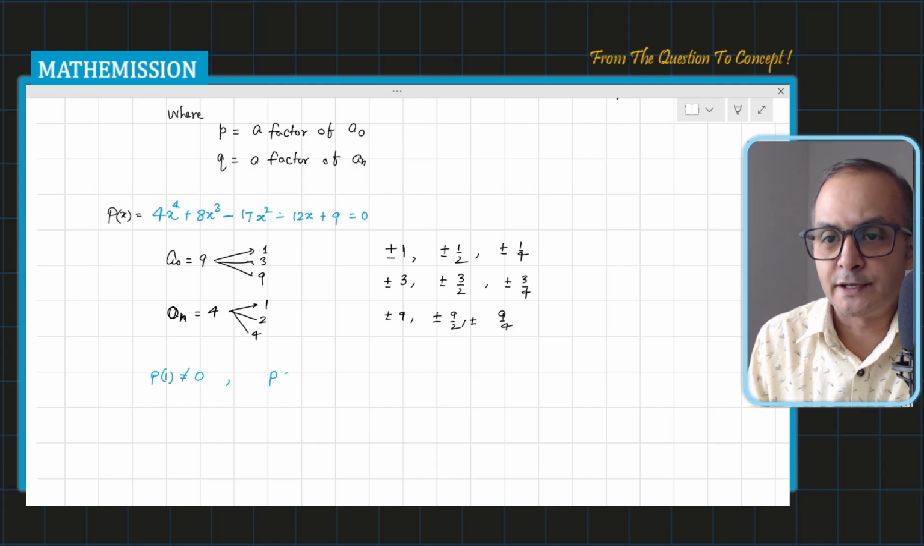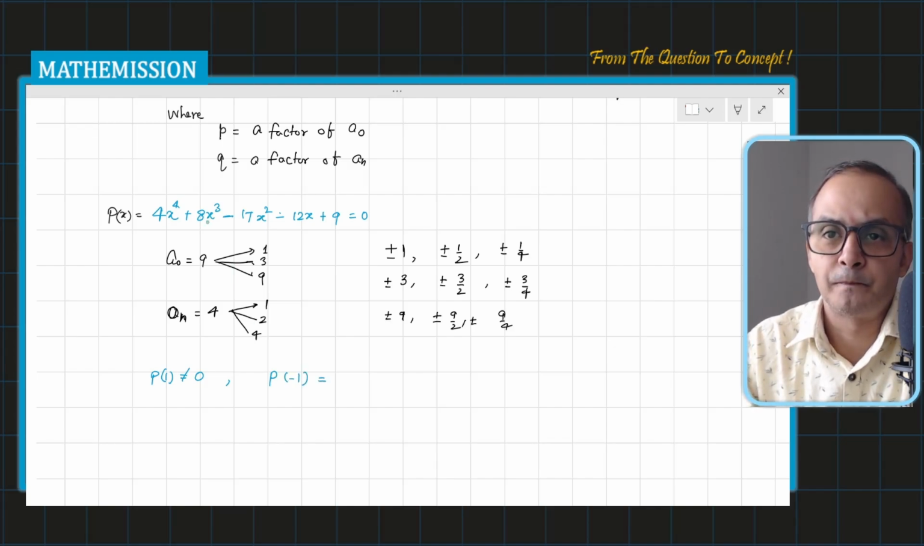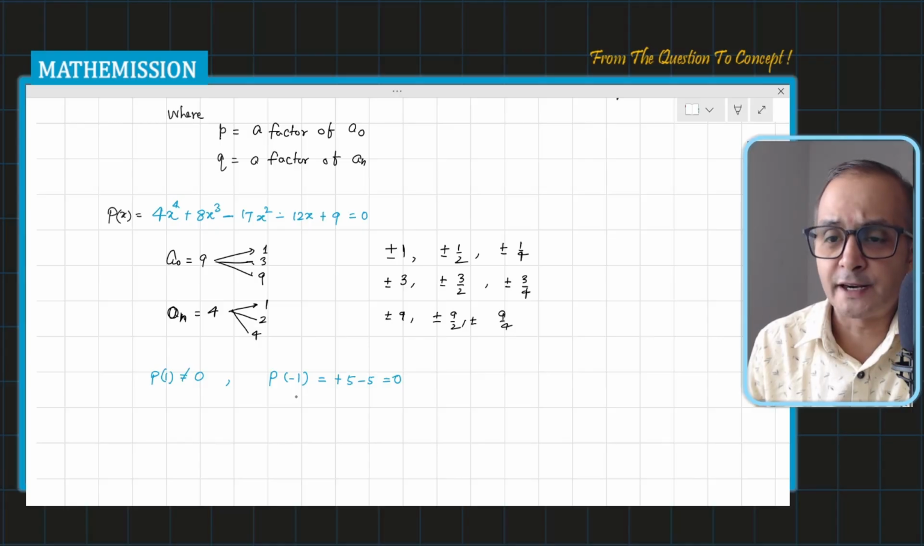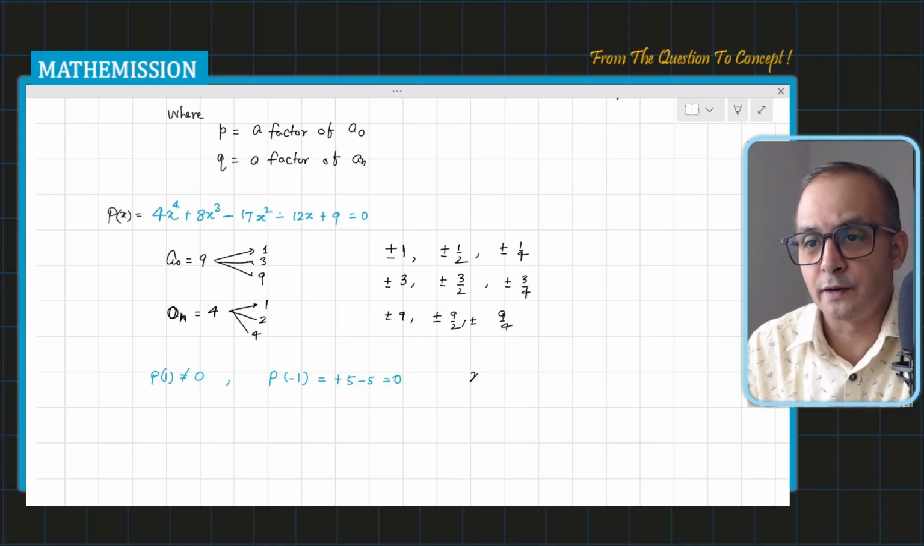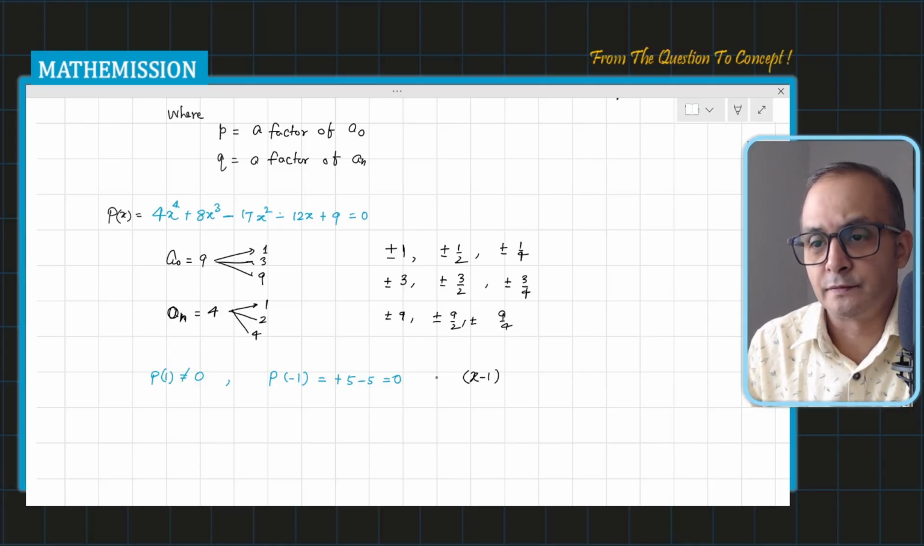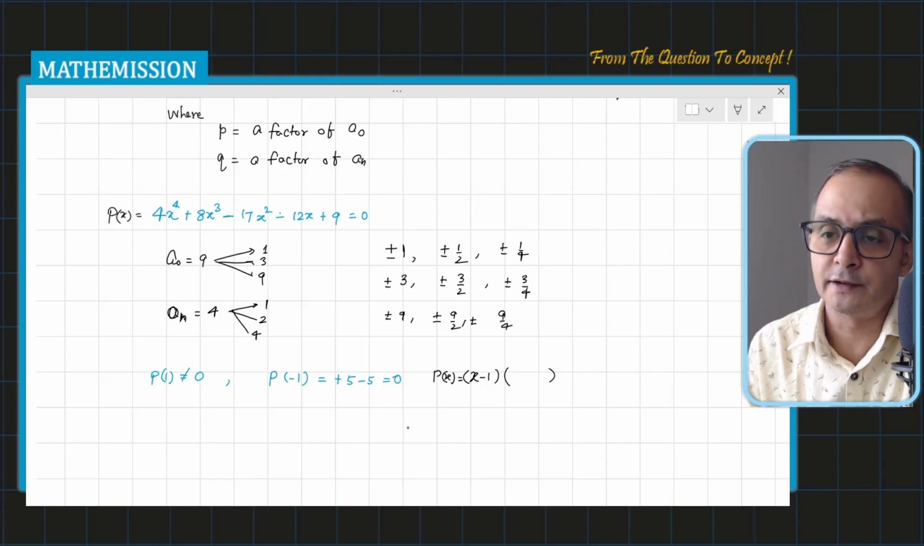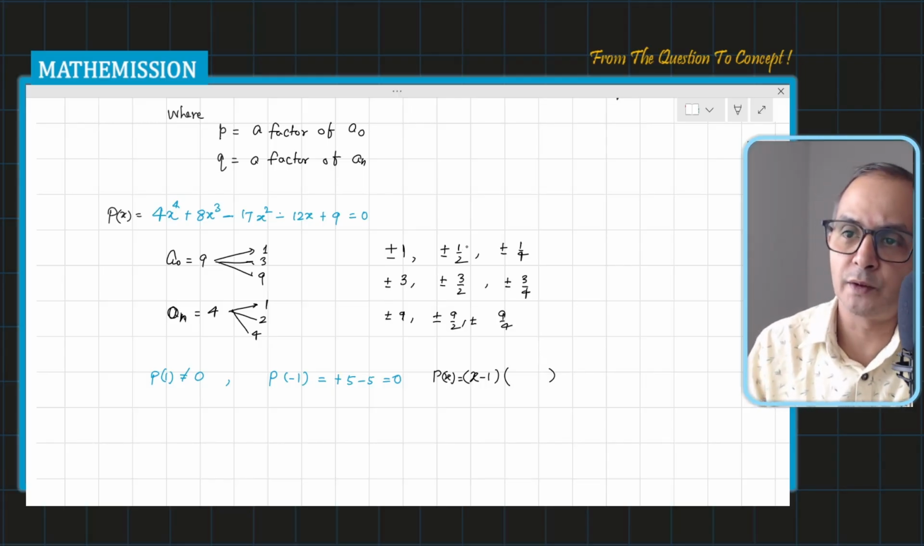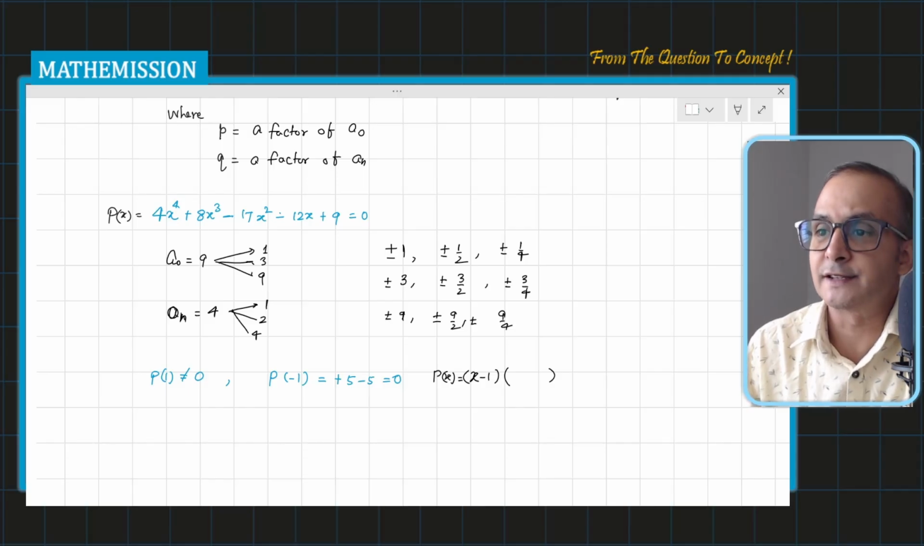But let's calculate at minus 1. At minus 1, this will give you 4 minus 8 minus 4 plus 9. That will give you 0. So that satisfies. That means x plus 1 is one of the factors. The other factors we can also find. Since we are learning the rational root theorem, we can keep guessing. So plus 1 by 2 may not work perhaps, so let's see whether it is working or not.